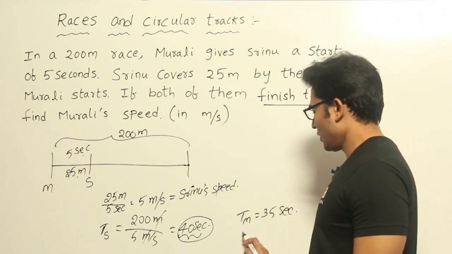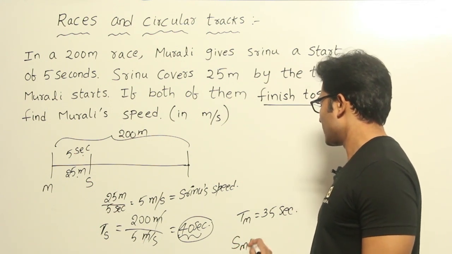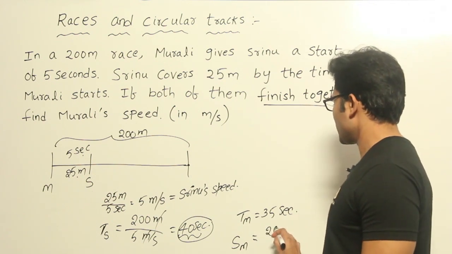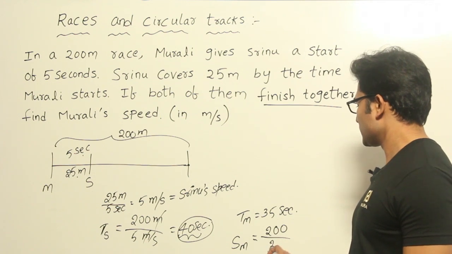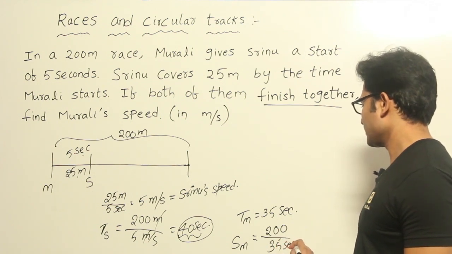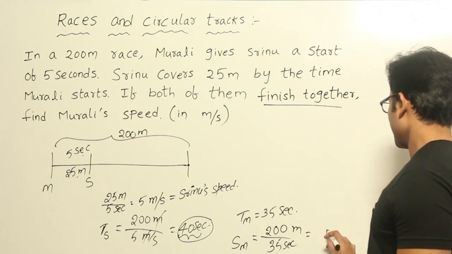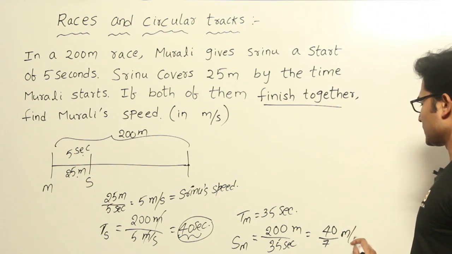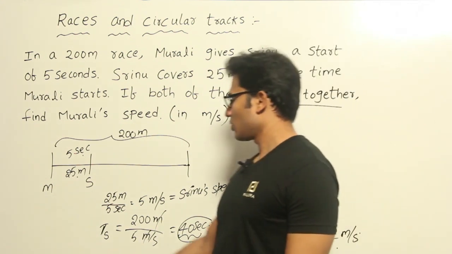Now in this case, what is the speed of Murali, right? Then Murali's speed, let me write it as SM, is equal to distance covered by him, which is 200 meters, divided by time taken by him to cover that distance, which is 35 seconds, isn't it? So what is it that you are going to get? 40 by 7 meters per second. Got it? So this is the speed of Murali.